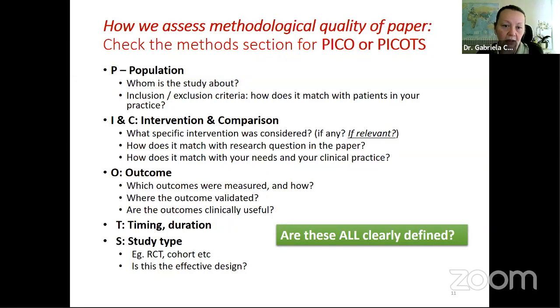Outcome: is the outcome clearly defined in the paper? So outcome can be, is it glaucoma or not? Or did the child die or survive? What is the timing and duration of the study? Is it clearly defined? And also, is the study type clearly defined? It is very good to think in terms of this, because if the paper is not clear about this, then probably you are not looking at a good quality paper.